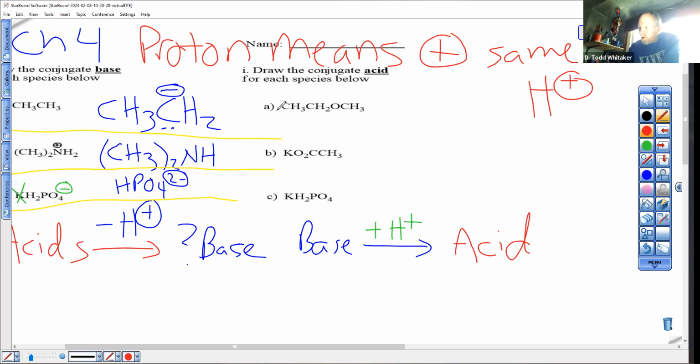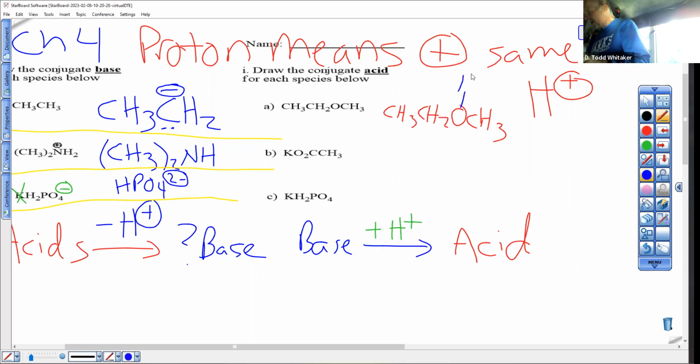Where are you going to put a proton on this without creating an octet violation? All the carbons have full octets, no more room for a bond. O has lone pairs, 2 of them. You can use one of them to make a bond. So CH3, CH2, O, CH3, and I want you to put the H where it belongs, on the O. Yes, that is the conjugate acid of that species.